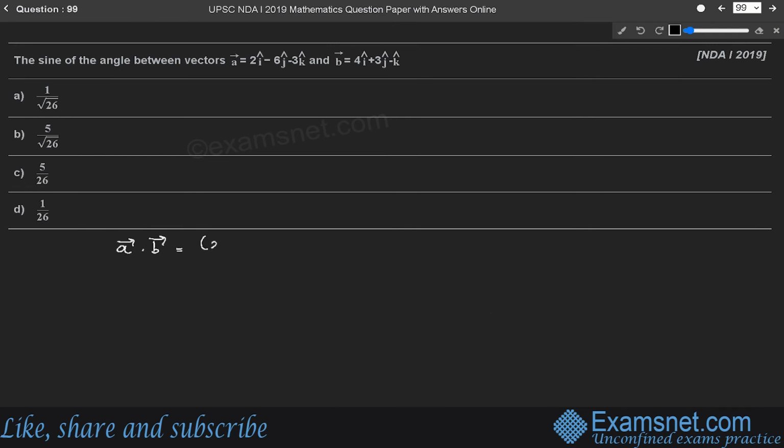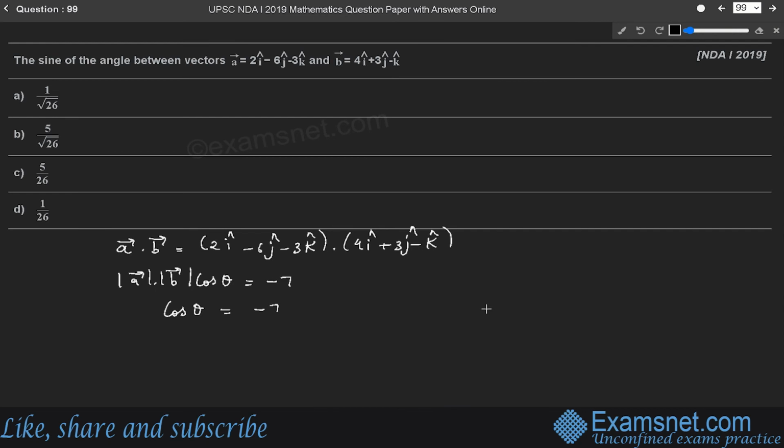It will be equals to 2i cap minus 6j cap minus 3k cap dot product 4i cap plus 3j cap minus k cap. And we know that modulus of A vector into modulus of B vector into cos theta is equal to minus 7. So cos theta will be equals to minus 7 upon 7 into root 26, which will be equals to minus 1 upon root 26.